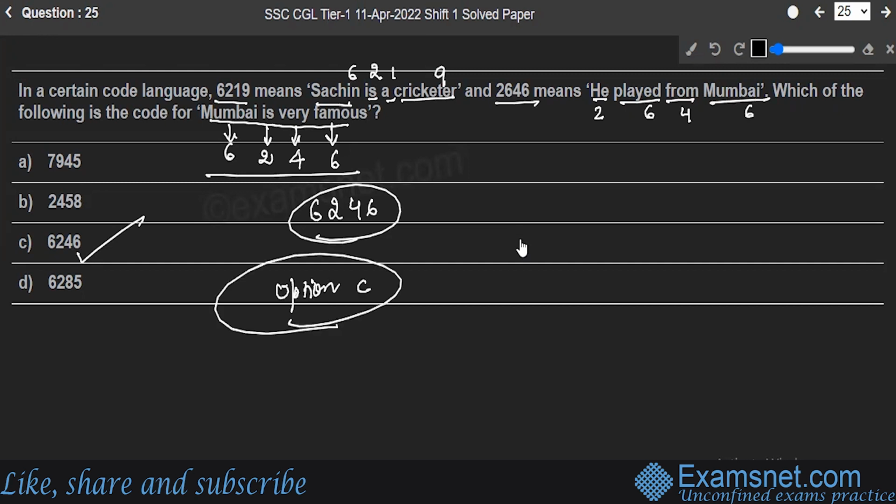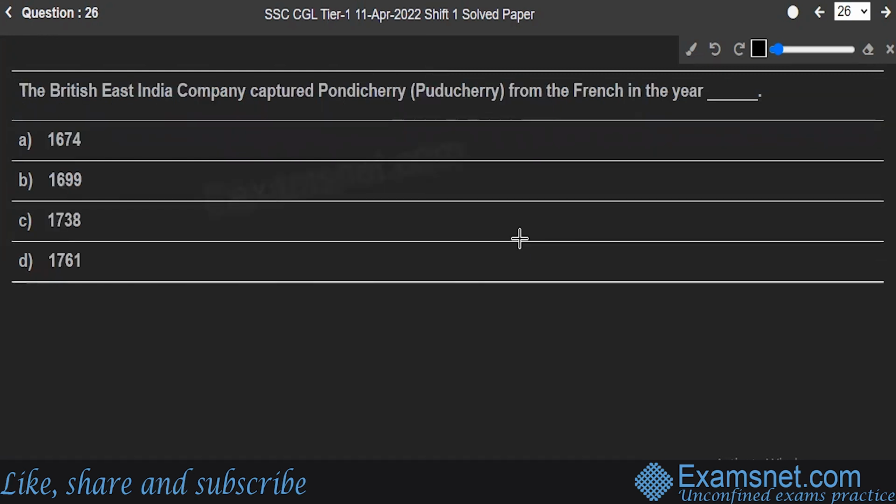The next question, 26. The British East India Company captured Pondicherry, Puducherry from the French in the year dash: 1674, 1699, 1738, or 1761. See, this is a GK question. Now we are moving towards the GK questions. We will be having some good GK questions now. The correct answer to this question is 1761. The British East India Company captured Pondicherry or the Puducherry from the French in the year 1761.